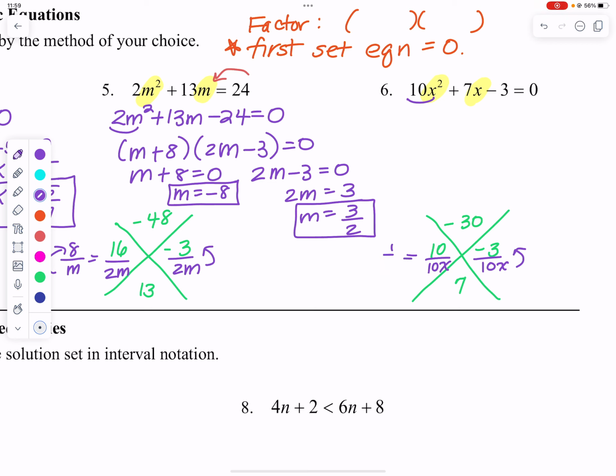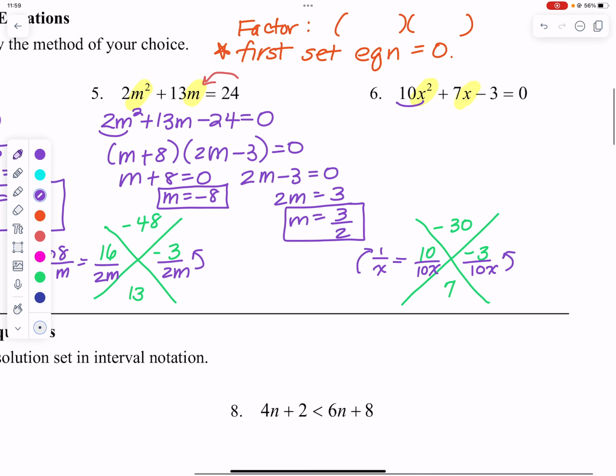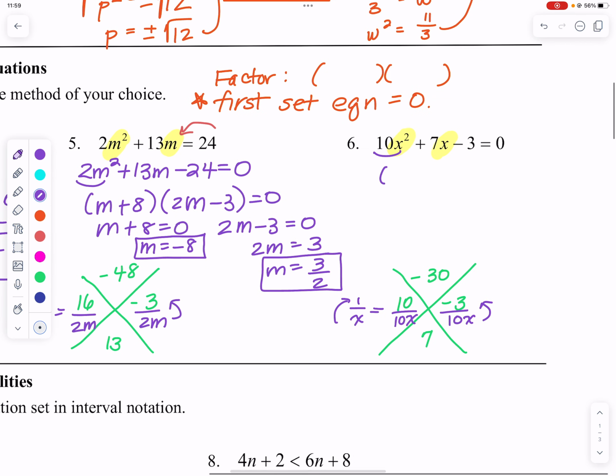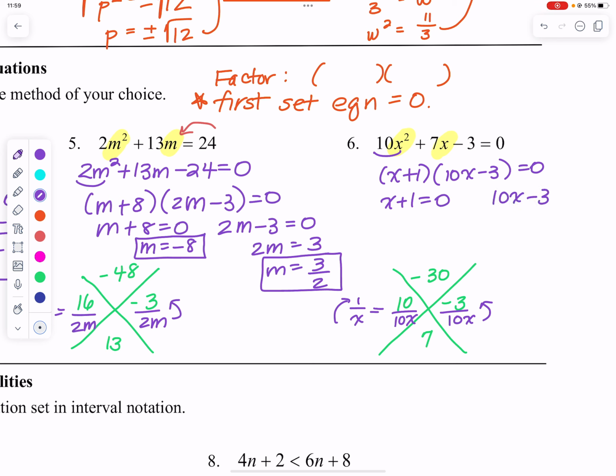And of course, we have to simplify this bottom one, this one on the left, and we end up with x plus 1 multiplied by 10x minus 3. So either x plus 1 equals 0 or 10x minus 3 equals 0. And we have an x equals -1 or x equals 3/10.